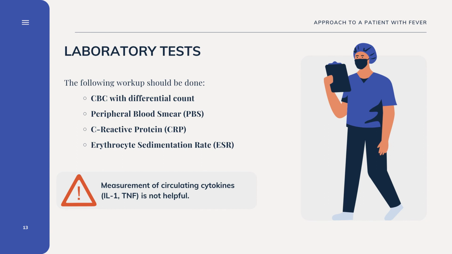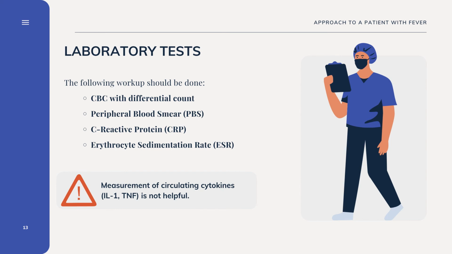For the labs, CBC with differential count should be taken to identify the type of infectious organism causing the febrile disease. Peripheral blood smear may show juvenile or band forms, toxic granulation, or Döhle bodies, which are suggestive of bacterial infection. Neutropenia may be present with some viral infections.